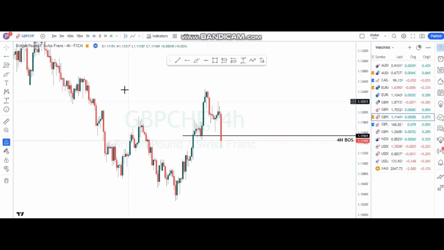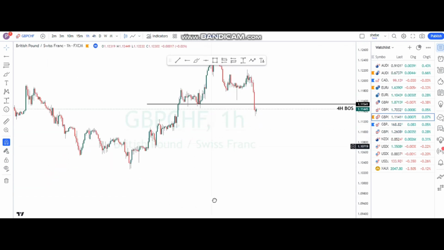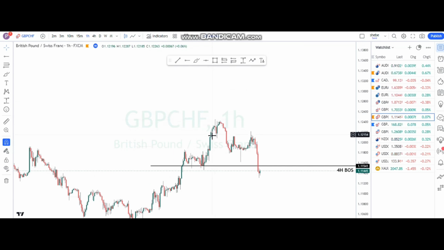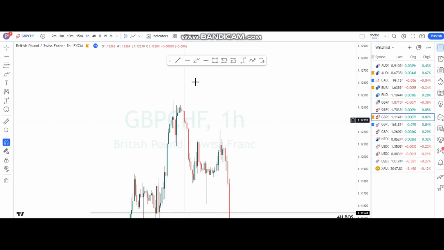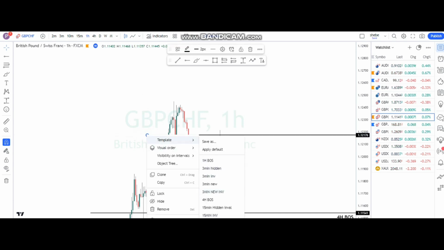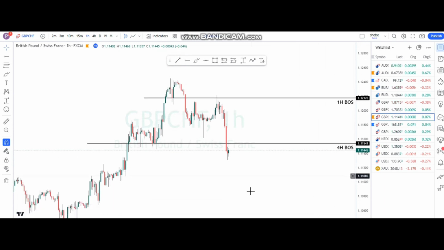After seeing this 4 hour break of structure, we just go to the 1 hour time frame to find a 1 hour break of structure. Like you see here, this was low, this was high, this was low, then we broke. Then when we came back, we closed below here, making this one a 1 hour break of structure, like this one. I think you get the point of how it goes. But I usually say that was not low enough.